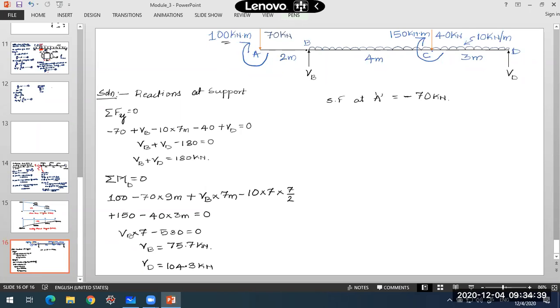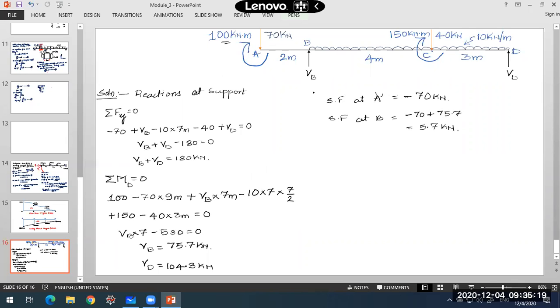Now I'll directly come to point B. Shear force at B. What we have is minus 70. Up to this point, it will be minus 70. Once I cross this support, it will be minus 70 plus 75.7, which comes out as 5.7 kilonewtons.